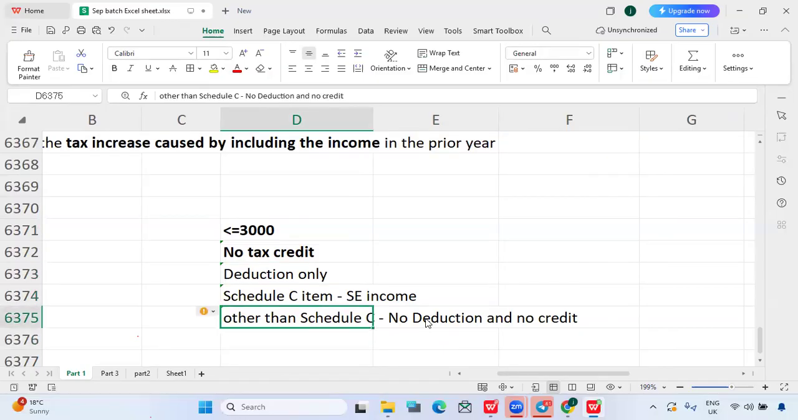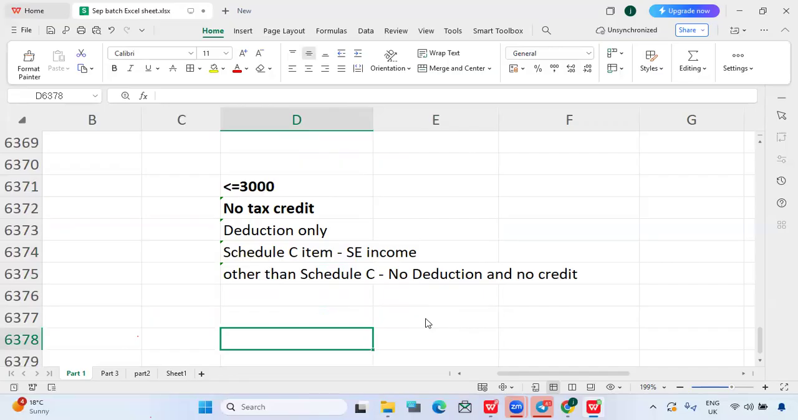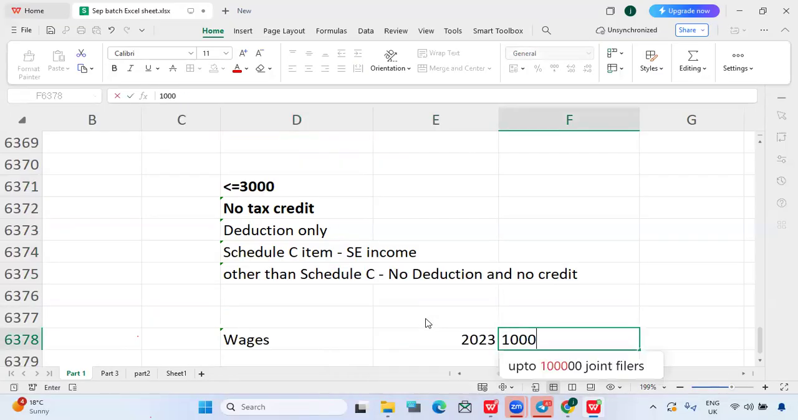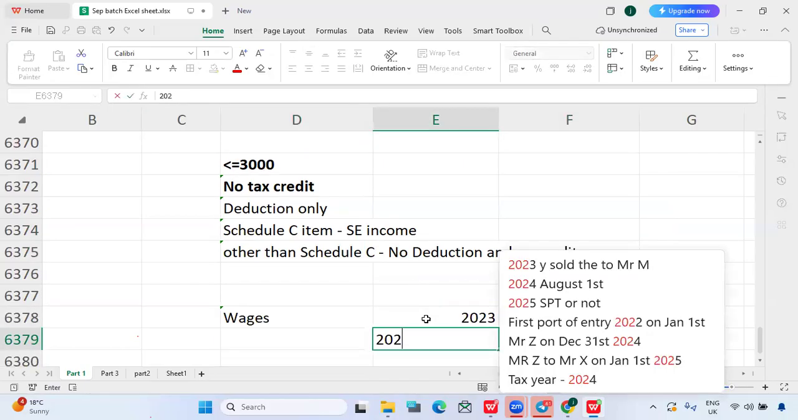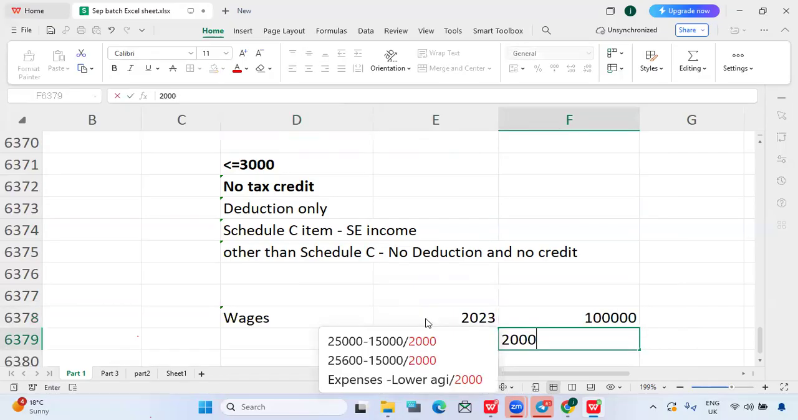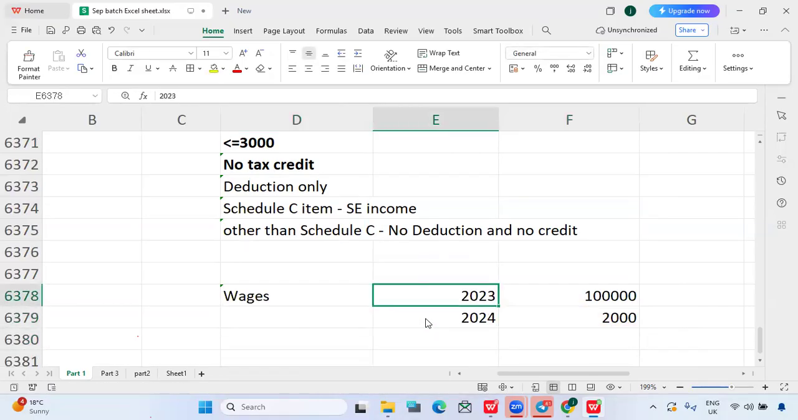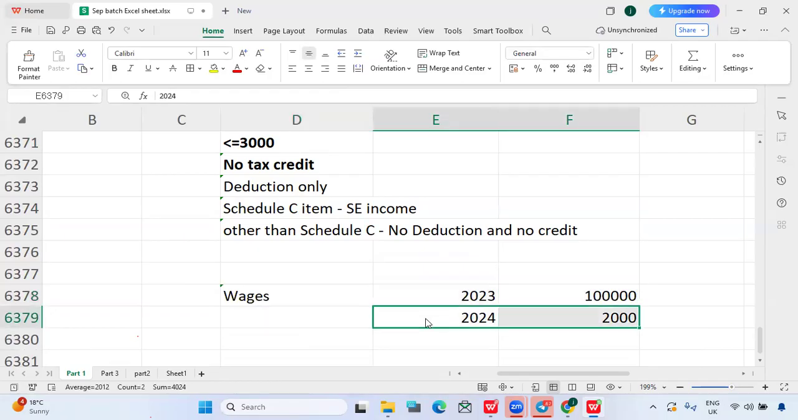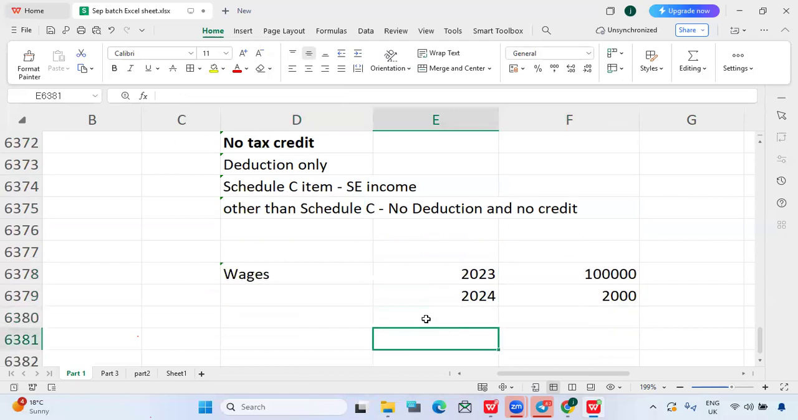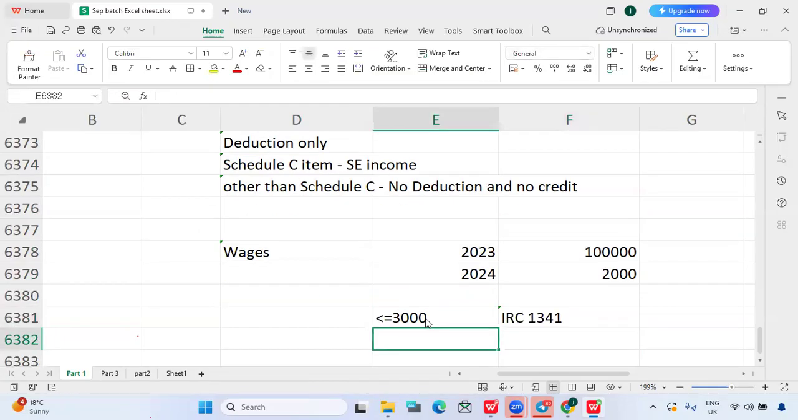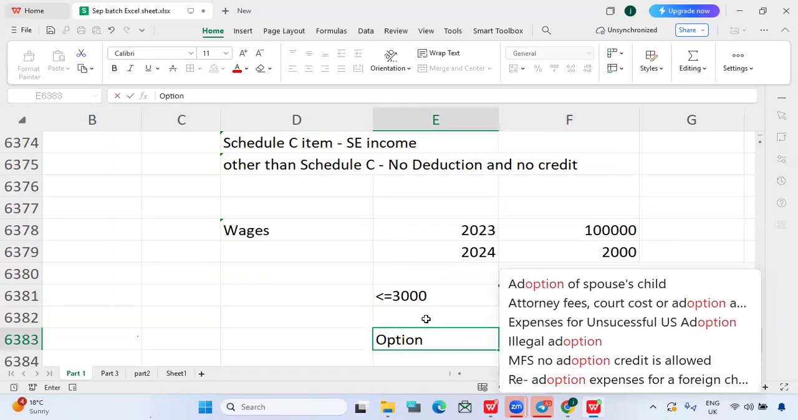So other than Schedule C, can we get any deduction? No. Let's say we have wages. In 2023 we received $100,000 in wages, and in 2024 you are repaying an amount of $2,000. So what is the impact? How will we apply this doctrine? For this, first thing, is it less than or equal to $3,000 or more than $3,000? It is the less than or equal to $3,000 case. So shall we apply IRC 1341? No IRC 1341.